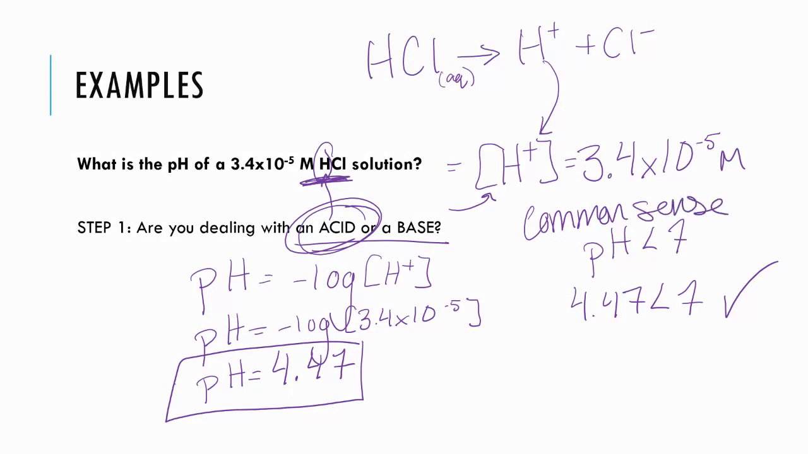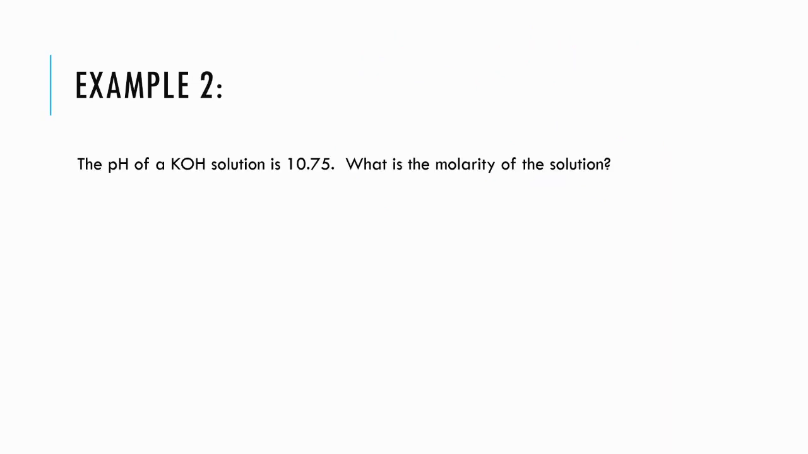All right, let's try one more slightly more complicated example. This example says the pH of a KOH solution is 10.75. What is the molarity of the solution? All right, so let's think about this for a moment. I'm given that the pH is equal to 10.75. I'm also given the substance. It is KOH. So my first step is always, is this an acid or a base?